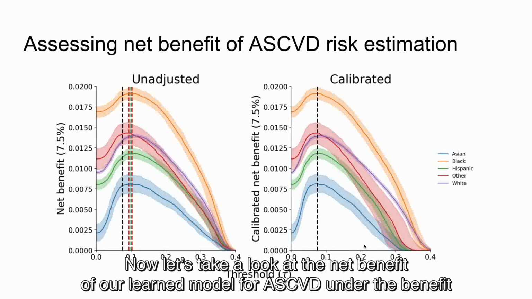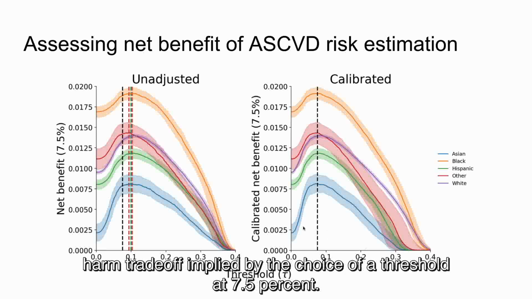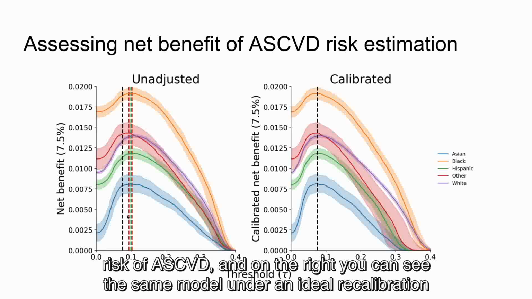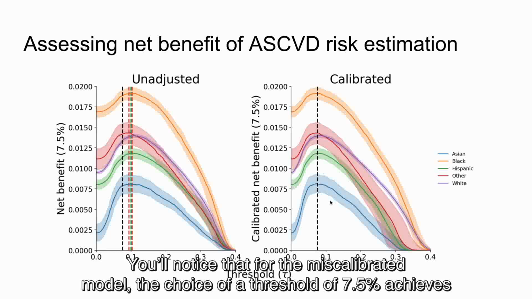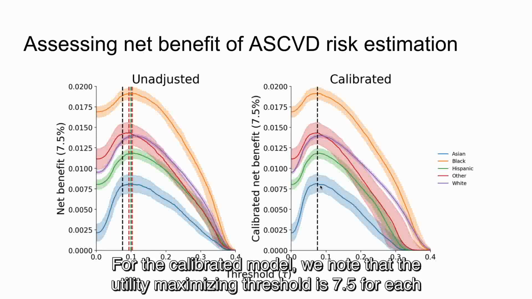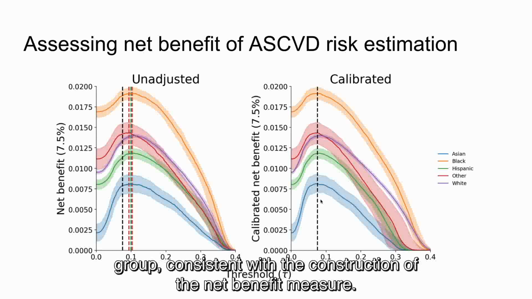Now let's take a look at the net benefit of our learned model for ASCVD under the benefit-harm trade-off implied by the choice of threshold of 7.5%. On the left, you can see the net benefit of the miscalibrated model that overestimates the risk of ASCVD, and on the right, you can see the same model under an ideal recalibration procedure. You'll notice that for a miscalibrated model, the choice of threshold of 7.5% achieves lower net benefit for each group than would be achieved by adjusting the threshold to account for miscalibration. For the calibrated model, we note that the utility maximizing threshold is 7.5 for each group, consistent with the construction of the net benefit measure.